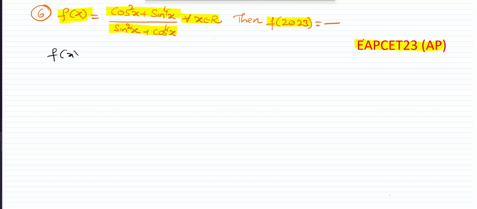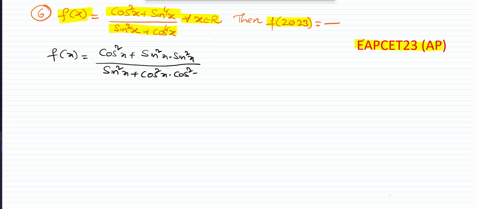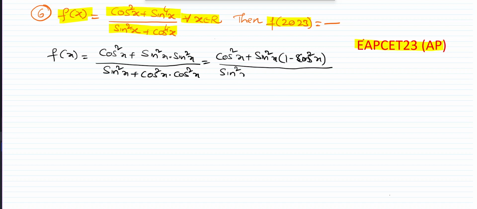Here f of x is equal to, this is cos square x plus sin power 4x, this is sin square x into sin square x, by, in denominator, this is sin square x plus cos power 4x, this is cos square x into cos square x, that is equal to cos square x plus sin square x into sin square x value. This is 1 minus cos square x by, in denominator, this value sin square x plus cos square x into cos square x. This is 1 minus sin square x.